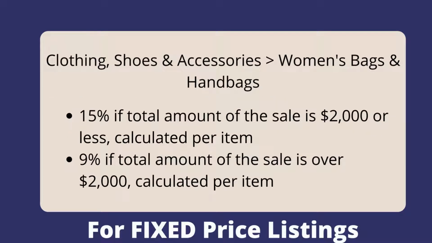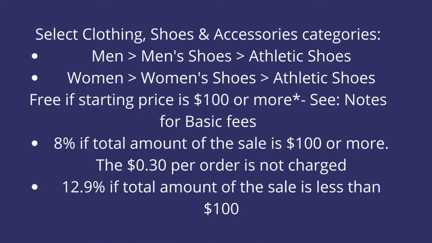So clothing, shoes, women's handbags, this is all kind of like the same. This is the same fee or very close to the same fee for any clothing item except for shoes and luxury handbags. So you're going to be charged 15% of the total amount if the sale is $2,000 or less, 9% if it's $2,000 or more, and that's per item. So you're going to have a luxury item to get that 9%. Again, this is for fixed price listings only.